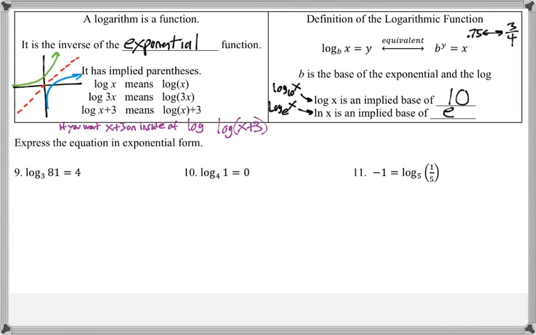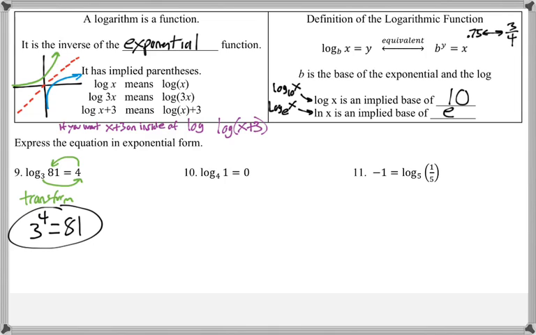Okay, so they want us to express the equation in exponential form. For number 9, I need to transform it. I'm going to take 3, raise it to the 4, and that's going to be equal to 81. I'm really just following this conversion right here. I drop the logarithm and shift around the numbers, and it's 3 raised to the 4 is equal to 81. And that's our answer. To check your work, this should be a true statement. On your calculator, is 3 raised to the 4 equal to 81? And it is.